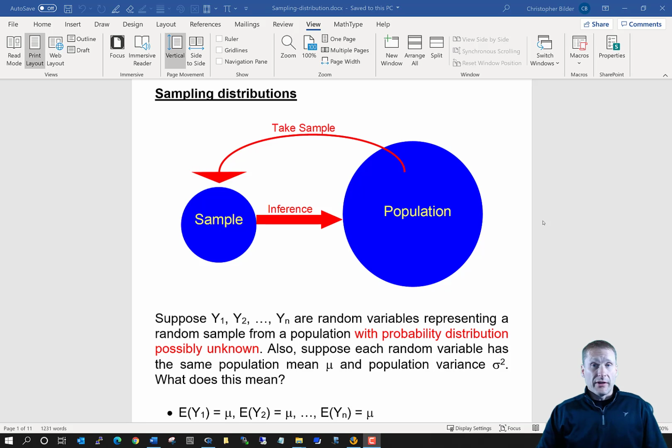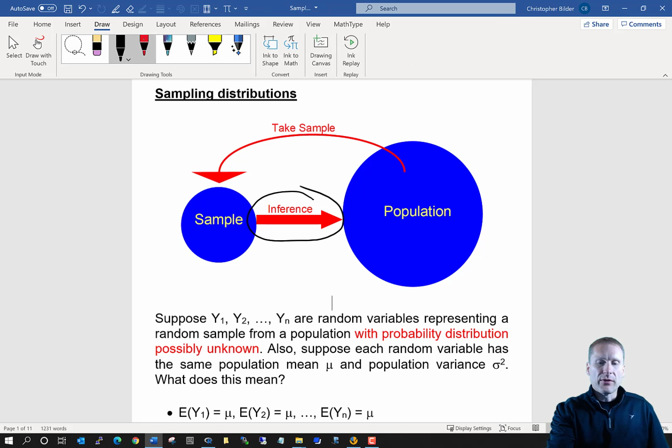Our next subsection is titled Sampling Distributions. This may be the most important section of our entire course, because this section is going to lay the groundwork for how we can actually do the inference part of our diagram. And this is one of the biggest components of all of statistics, to be able to make an inference from the sample to the population.